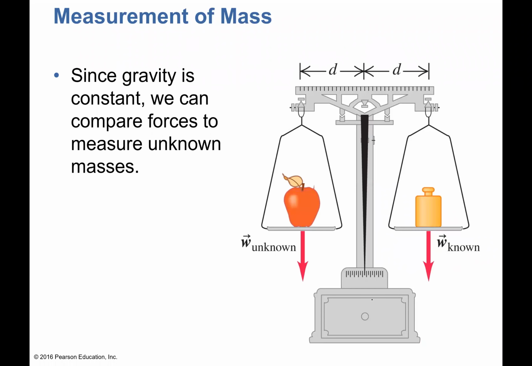So in a way, this is how we measure. Let's say you take an apple, put it on a mass balance, and find its mass. And then you can always assume that it's the same mass. And since gravity is constant, we can compare forces to measure unknown masses and things like that.